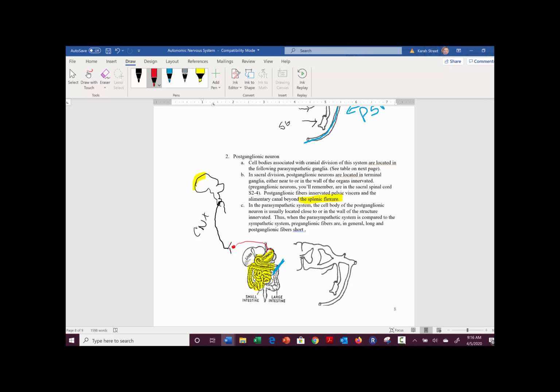On the stomach, we might have another one that terminates on the small intestine, or for parts of the large intestine that are before the left colic flexure, also known as the splenic. So again, these would be in terminal ganglia, in the wall of the involuntary effector.